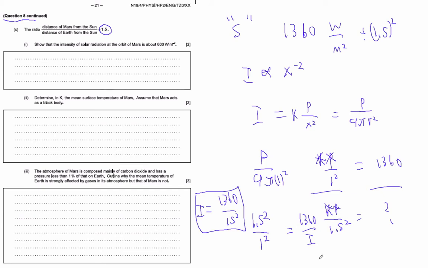So this says, determine in K the mean surface temperature of Mars, assuming that Mars acts as a black body. We are going to do exactly the same thing. Now Mars has almost no atmosphere, so we're going to ignore the albedo of the atmosphere. By the way, the intensity of the radiation at Mars, let me give you a clue what that number is, is really close to 600 watts per square meter.